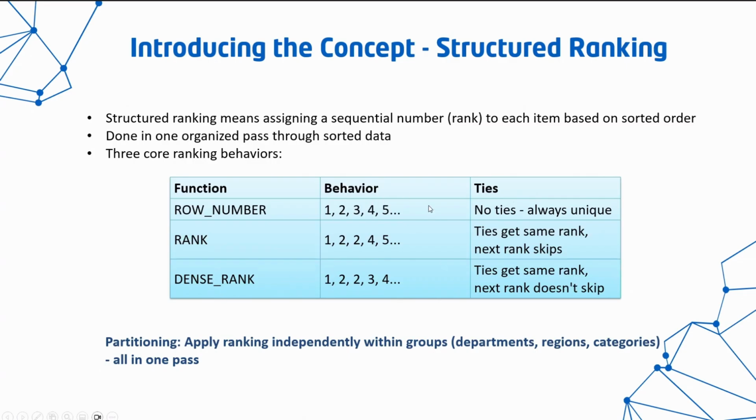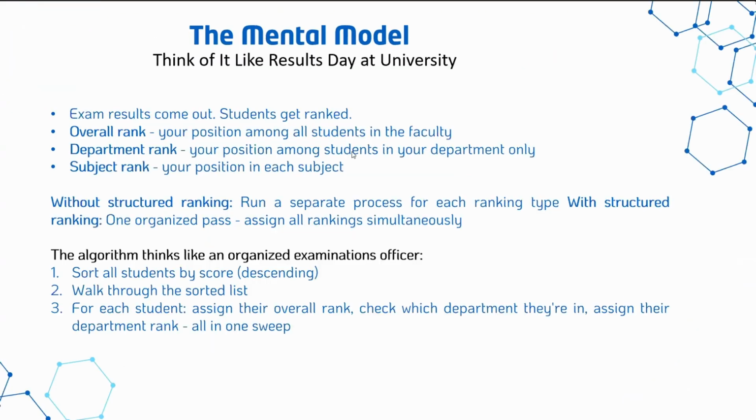So based on the requirement, the ranking, ordering, sorting and ranking can differ. Again, mental model: think of when the exam results come out. Overall rank can be the position among all the students in the faculty. You can have a department rank and you can have a subject rank as well. So without structured ranking, you have to run a separate process for each ranking type. And those are separate operations again.